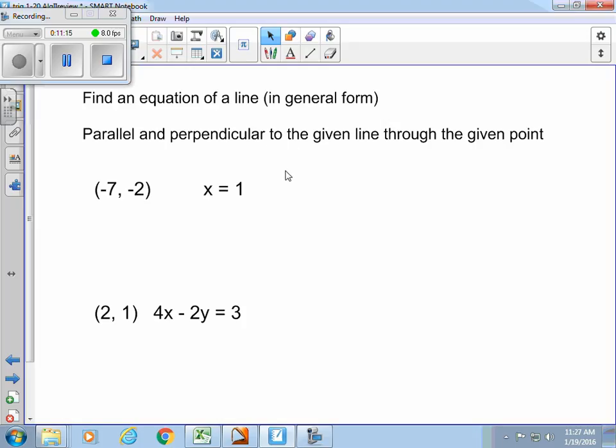Find an equation in general form. We'll do that just because it says to, but most of the time we won't. Parallel and perpendicular to the given line through the given point. So I want a line parallel to x equals 1 and perpendicular to x equals 1 through this point. Okay? So the new line goes to that point.